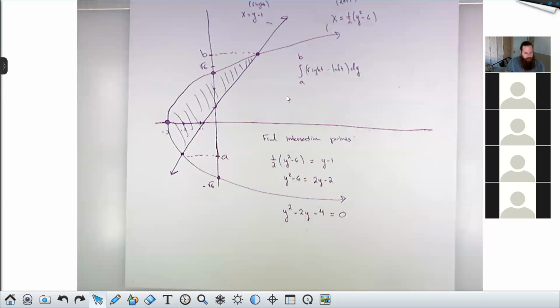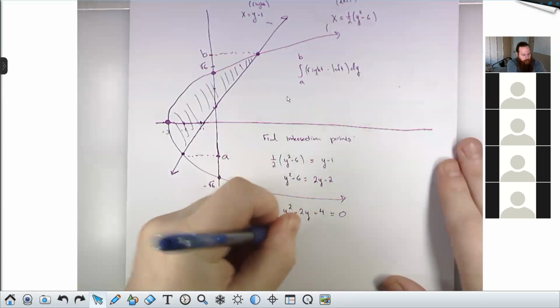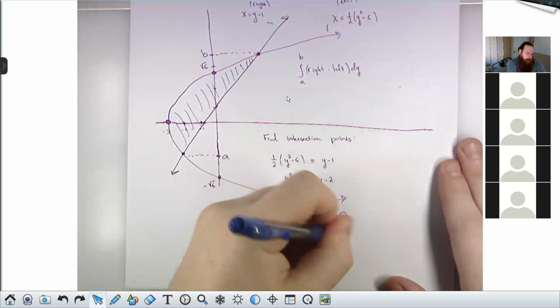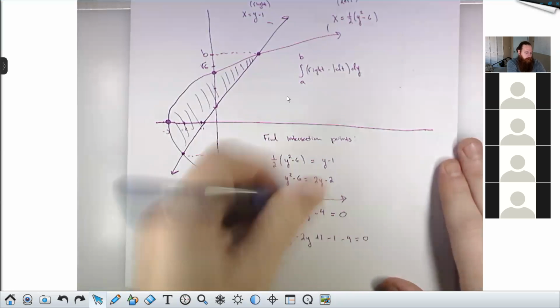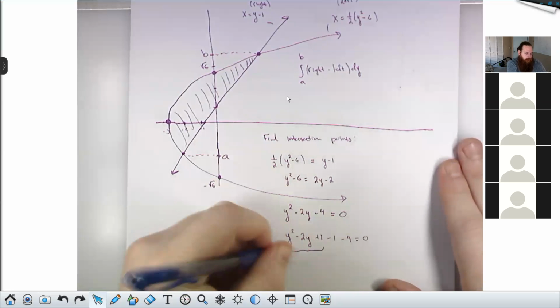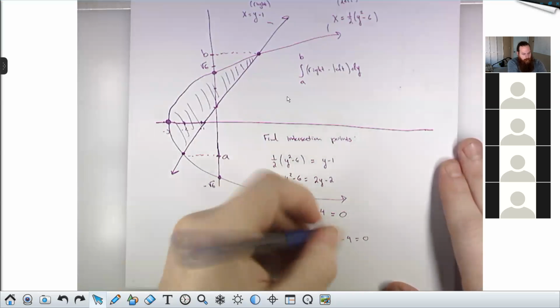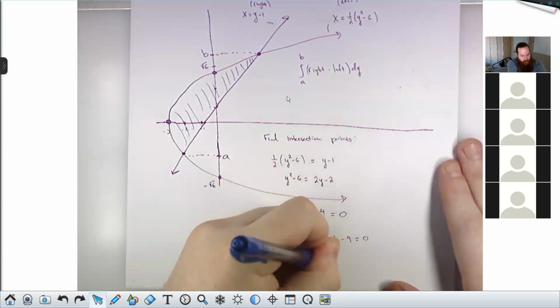It's probably been a while since you guys have seen how to complete the square, so let's go ahead and do that. This is y squared minus 2y plus 1 minus 1 minus 4 equals 0. And then this piece is y minus 1 all squared. And then this is minus 5.